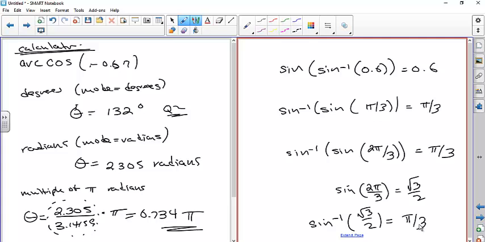pi over 3, because the inverse sine gives me an answer only between negative pi over 2 and positive pi over 2. So I wouldn't give you that. I wouldn't try to be difficult about it.